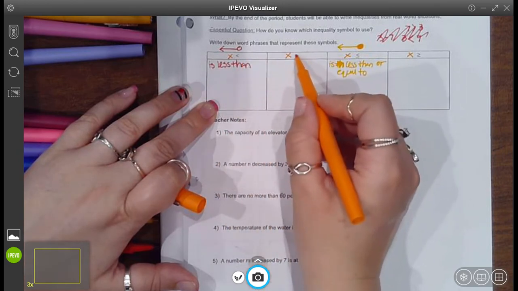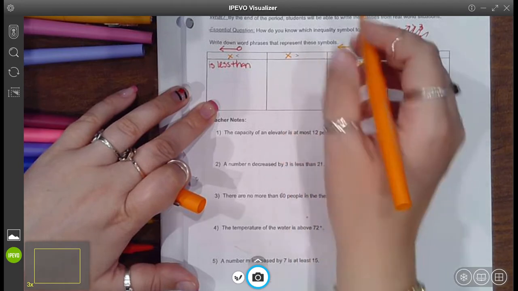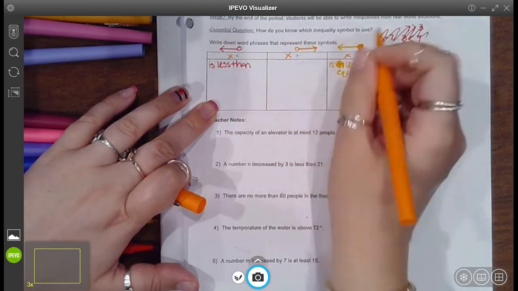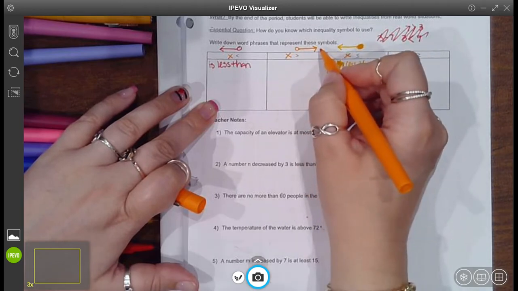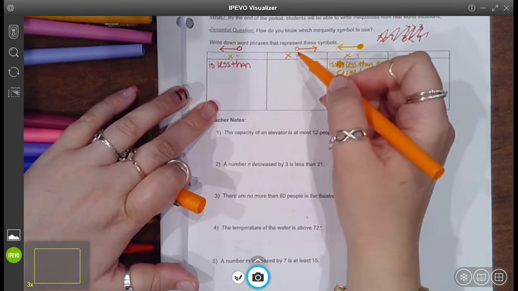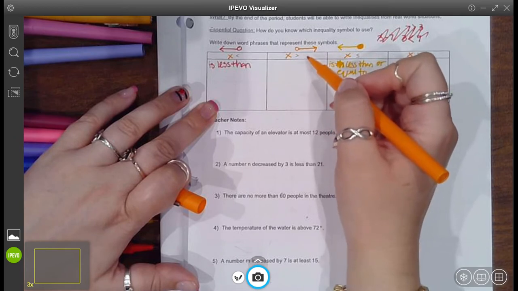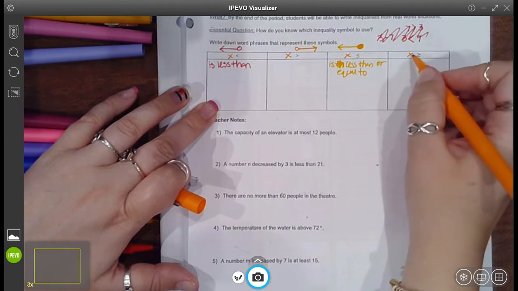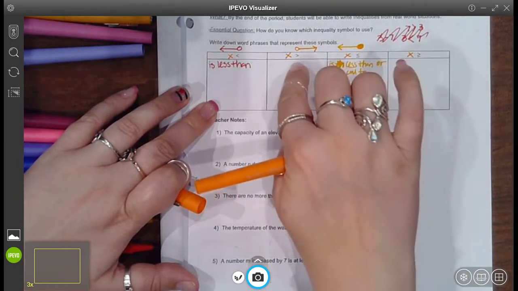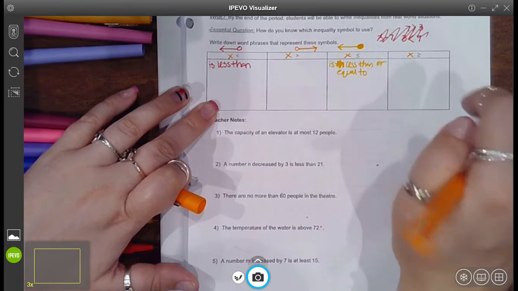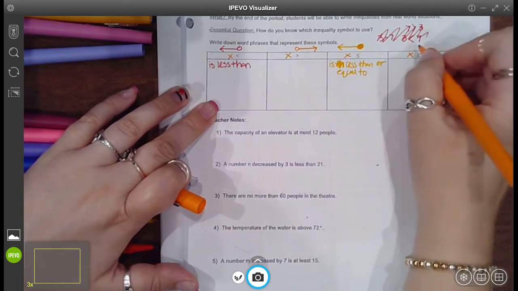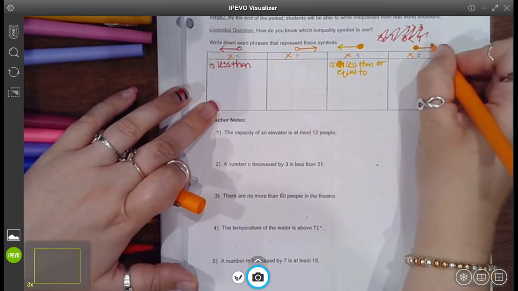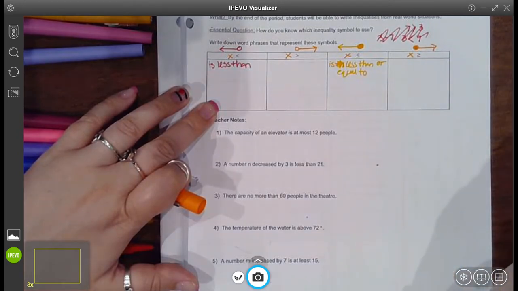Here, the great big open end is facing your variable. So it's all the numbers that are greater than that number. So moving towards the positives. And again, it's an open circle because it's not including whatever number is right here. This one is still a greater than sign. It looks just like this one, doesn't it? But it has a line underneath. So it would be including that point and all the values greater than it.